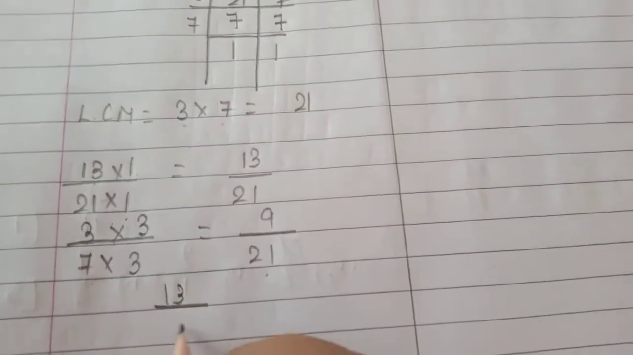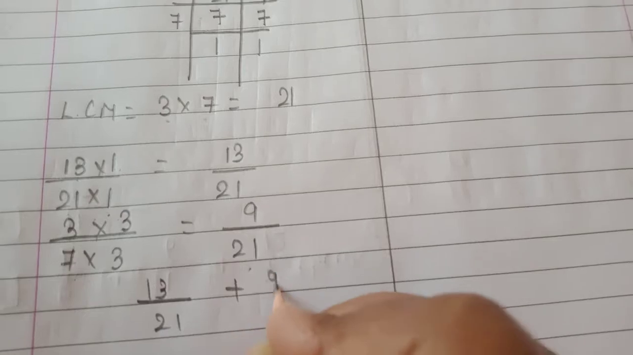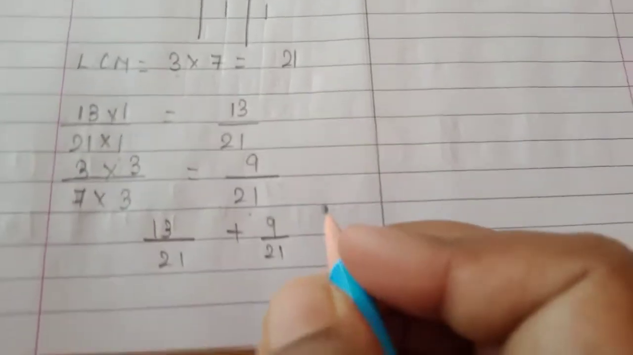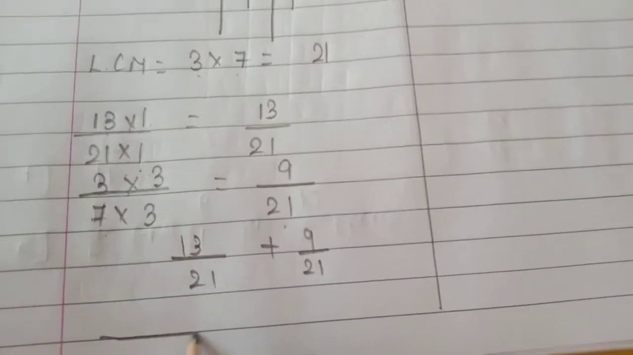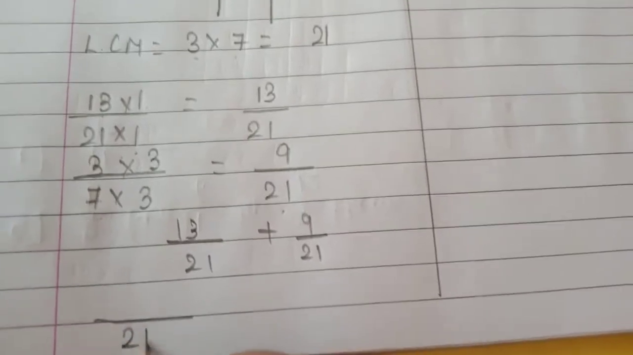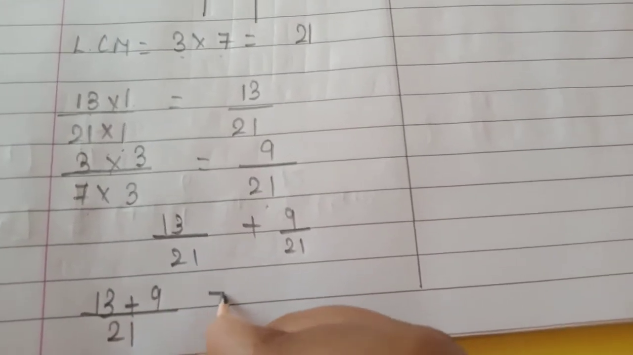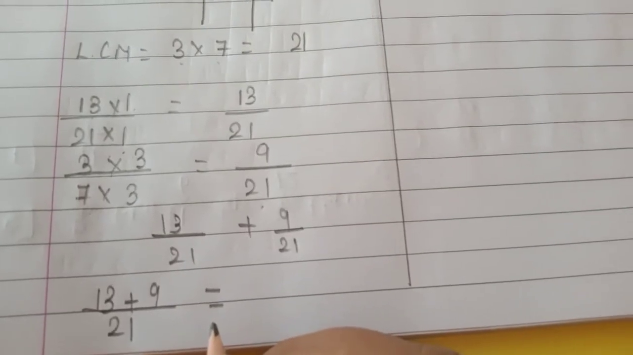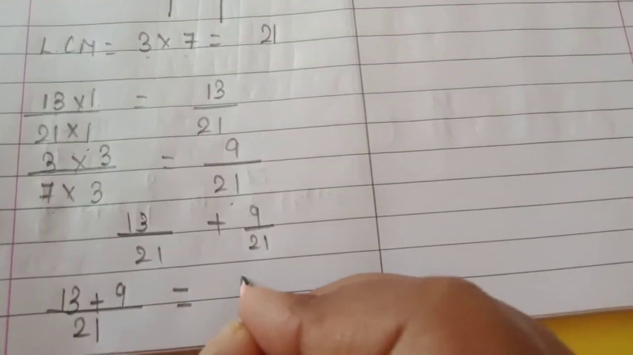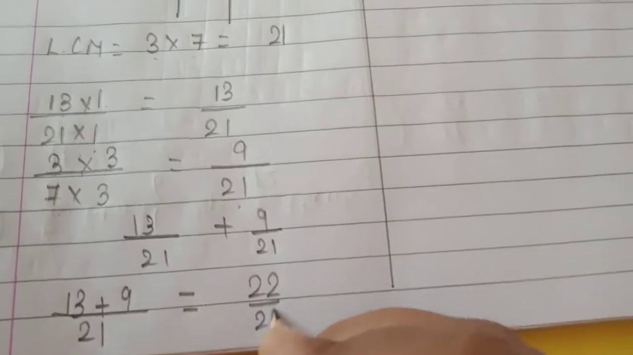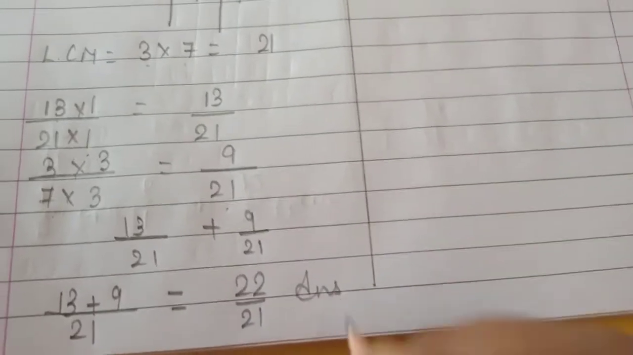So 13 upon 21 plus 9 upon 21. Now both the denominators are the same. So one time we will write the common denominator 21, then in the numerator we will add 13 plus 9. So 13 plus 9 is equal to 22. So 22 upon 21 is our answer.